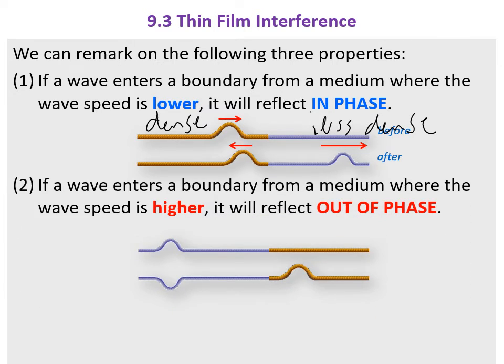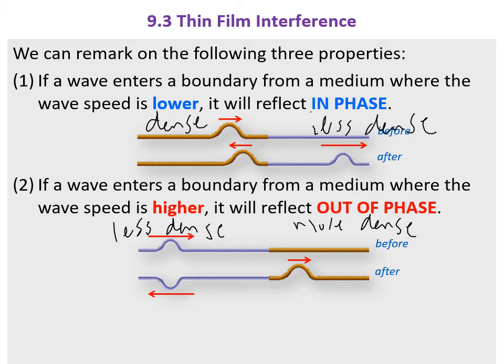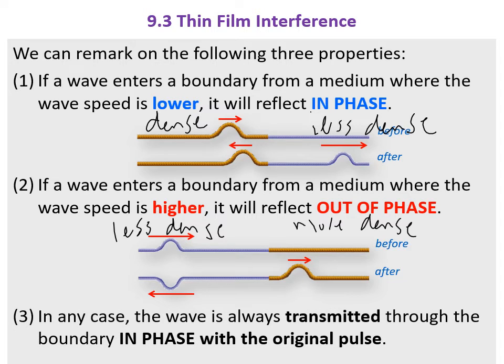If a wave enters a boundary from a medium where the wave speed is higher, it will reflect out of phase. So this would be a less dense medium. If the wave is coming from something less dense into something more dense, the reflection is out of phase. In any case, the wave is always transmitted through the boundary in phase with the original pulse. So no matter what, part of it is transmitted and it has the same phase as the original pulse.